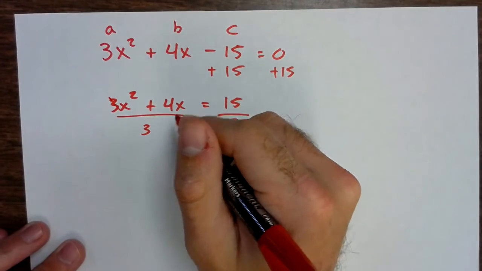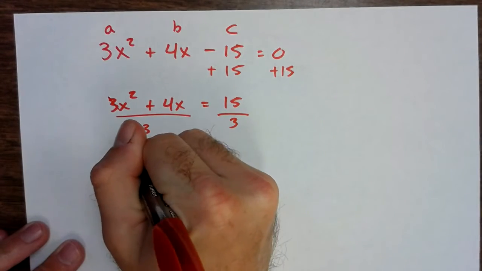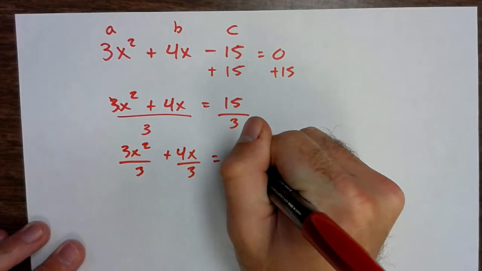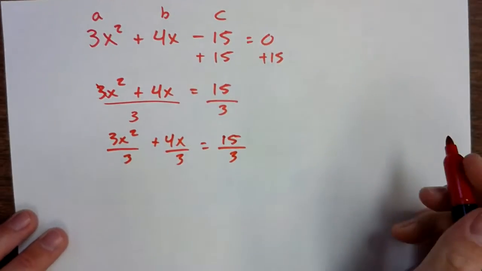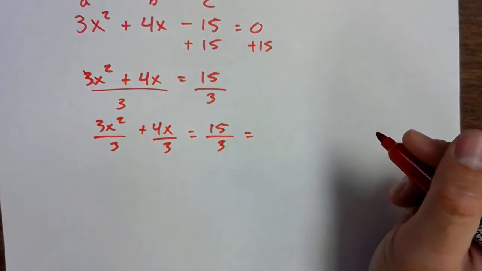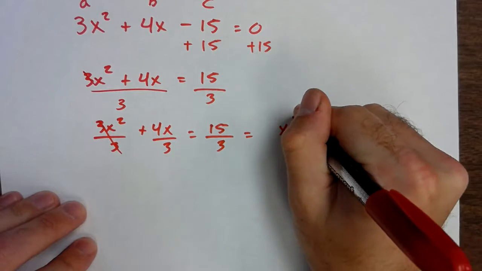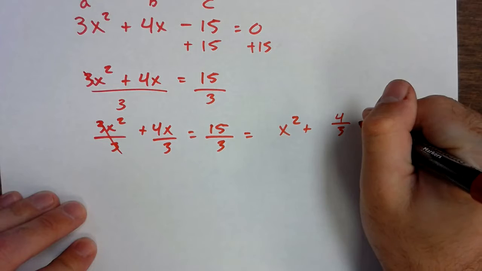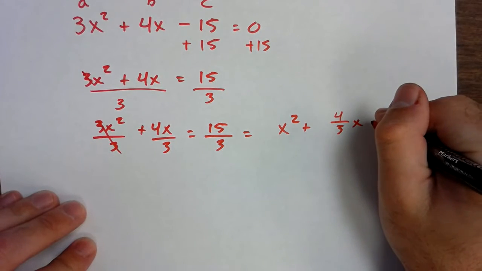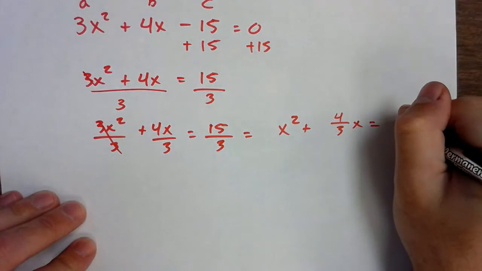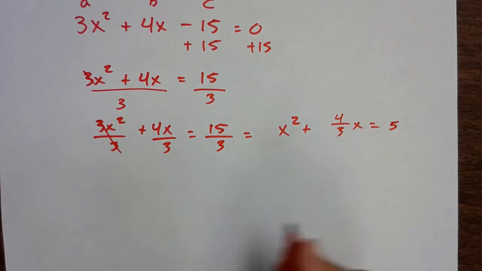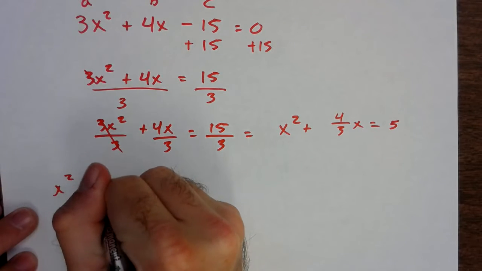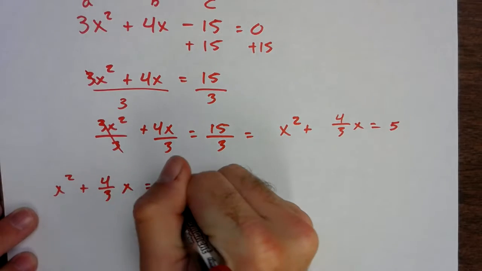Here it will cancel. If I were to rewrite this, I could say 3x squared over 3 plus 4x over 3 equals 15 over 3. Simplifying, it becomes x squared plus, I can't really do anything here, so let's just leave it like it is, 4 over 3x, equal to 15 divided by 3, which is 5. Let's rewrite: x squared plus 4 over 3x equals 5.